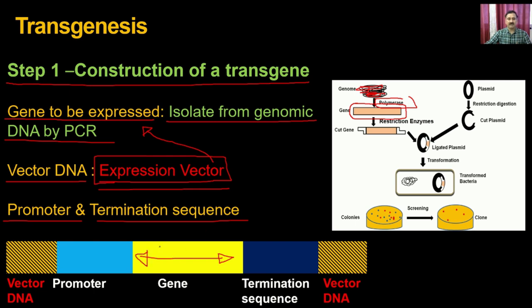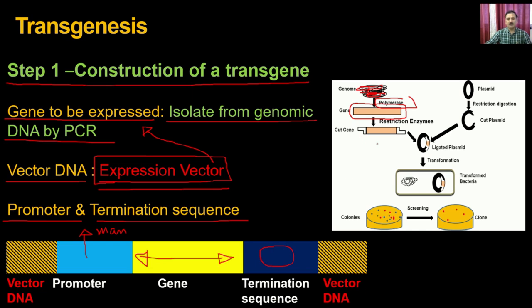Then it is going to be flanked on the promoter side. So on the 5' side, it is going to have the promoter. This promoter is going to correspond to that particular animal. For example, if I am using a mammalian system, then this promoter should be recognized by the mammalian RNA polymerase and mammalian system. And on the 3' side, it's going to have the termination sequence, so that whatever protein is produced is going to be terminated. And following these promoter as well as the termination, you are going to have the vector DNA.